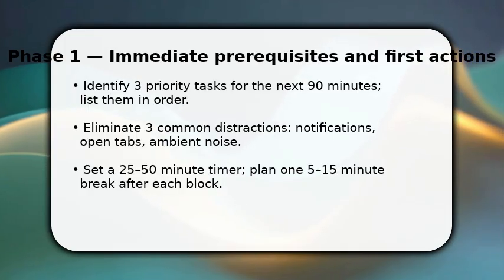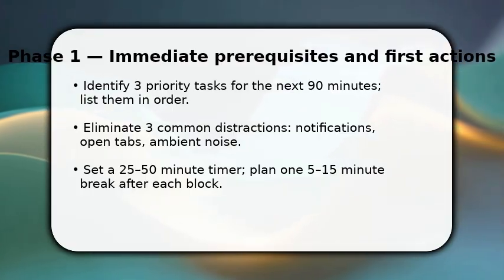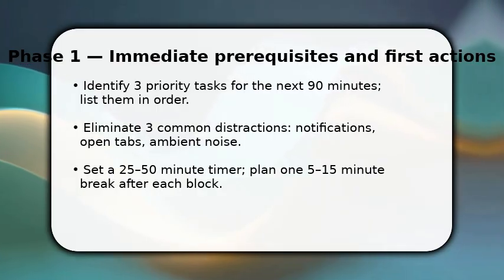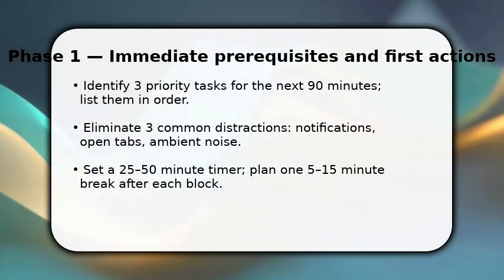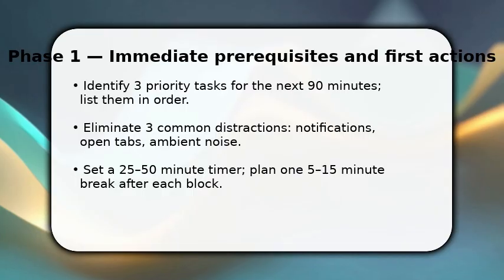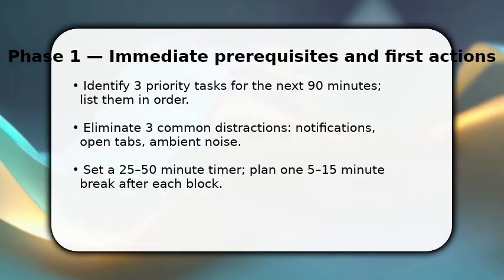You begin by choosing the 3 highest impact tasks and committing to the first one now. Close unrelated tabs, silence notifications, and arrange your workspace so nothing tempts you. Once done, start a focused block of 25 to 50 minutes with a visible timer. This creates urgency and a natural endpoint.